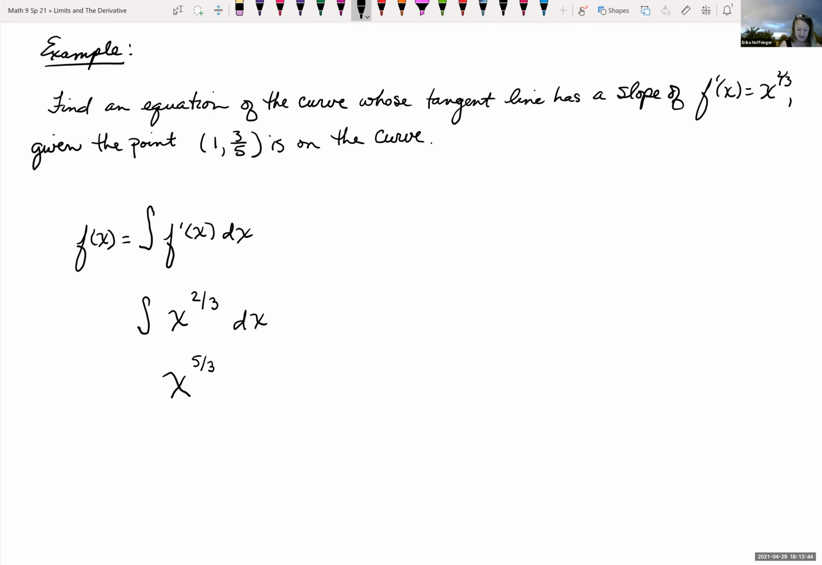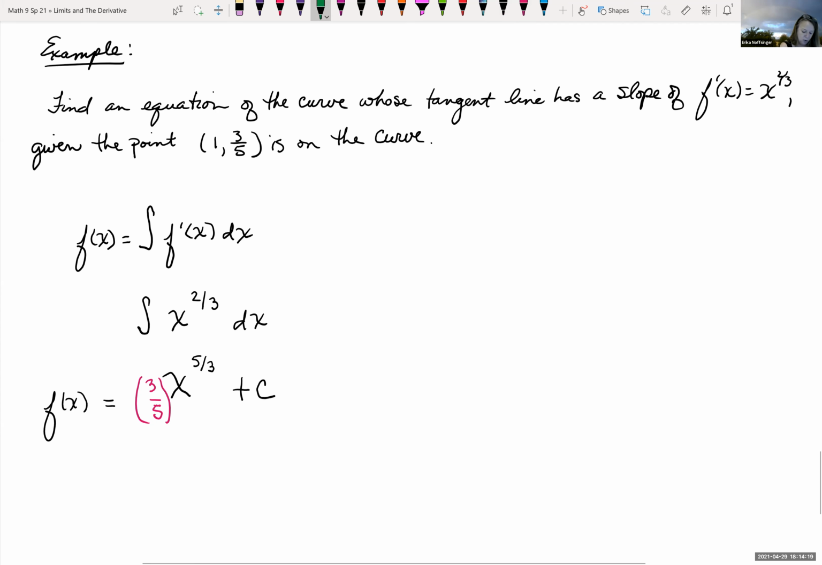So instead of just writing it as x to the 5/3 over 5/3, we can say this is the same thing as x to the 5/3 times that reciprocal, which is 3/5. And that just makes it a little easier. And then don't forget that we have to add this plus c. So we have f of x is equal to 3/5 x to the 5/3 plus c.